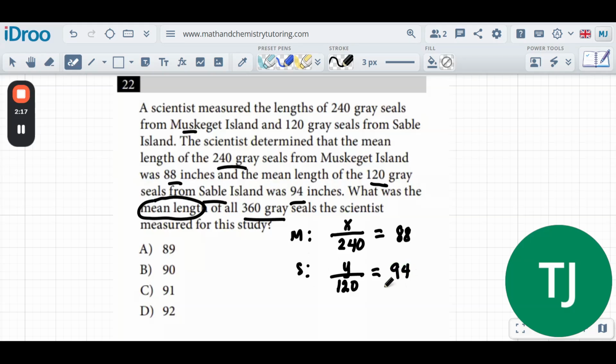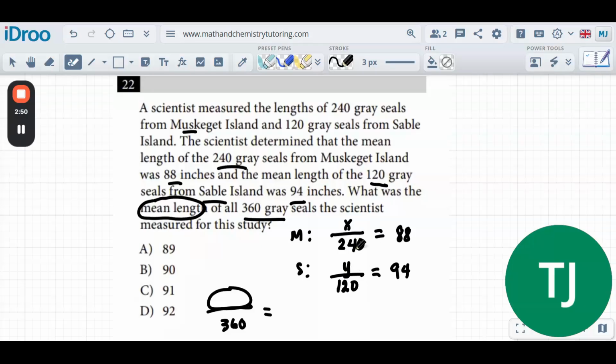Okay, so the actual question is, what is the average of all the 360 gray seals? That means we need to know the total and divide it by 360. We're going to get the average, right? So how do we get that total? We know that the total from the Muskeget is x, and the total from the Sable Island is y.